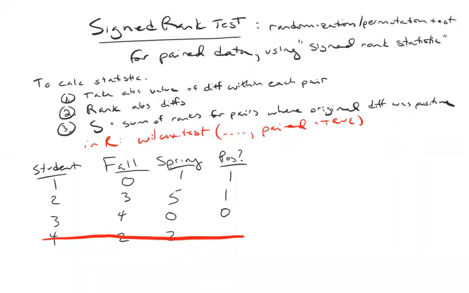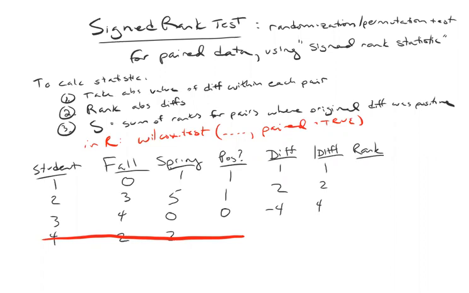Okay, then we're going to calculate a difference. What actually is this difference? So 1 minus 0 is 1, 5 minus 3 is 2, 0 minus 4 is negative 4. And we're going to take the absolute values of those differences. So 1, 2, and 4. And then we're going to rank them.